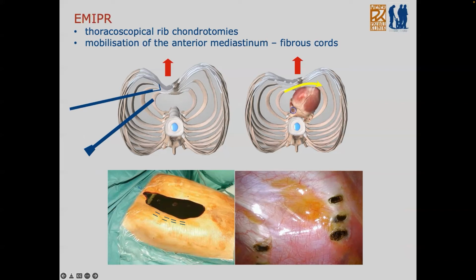The next step is to mobilize the anterior mediastinum. Sometimes there are strong fibrotic adhesions which have to be divided. Especially here, thoracoscopically performed chondrotomies have to be done to make it more flexible.